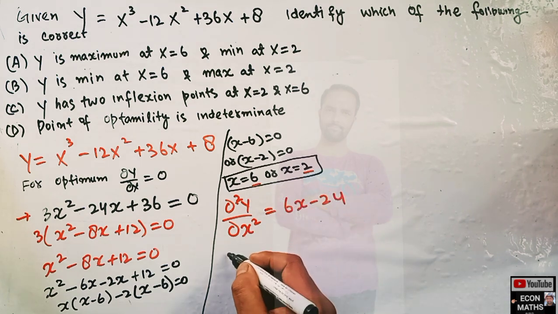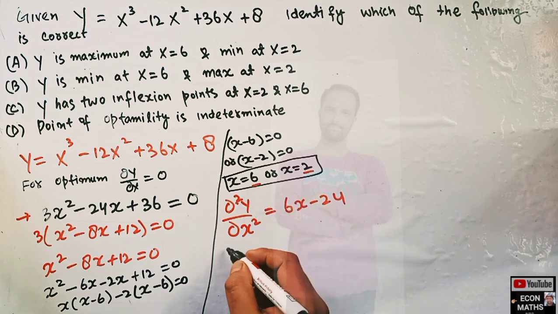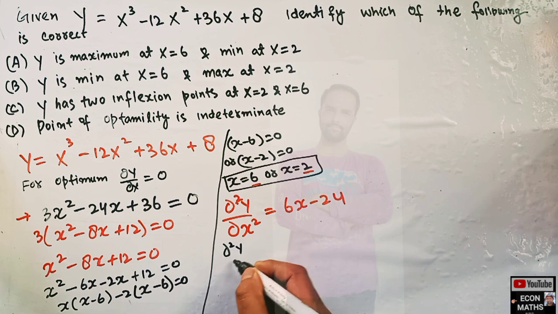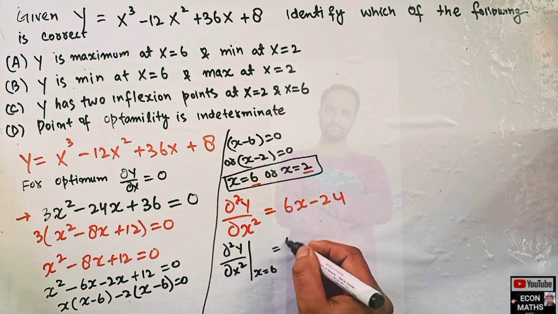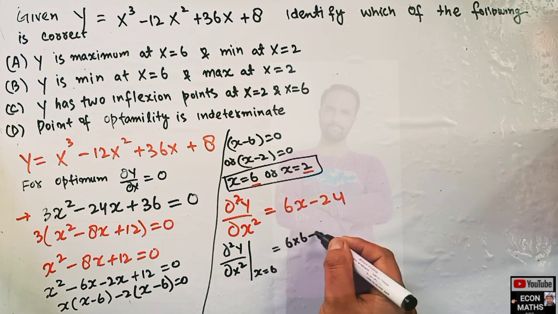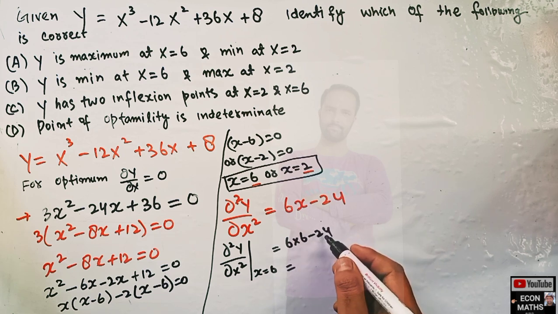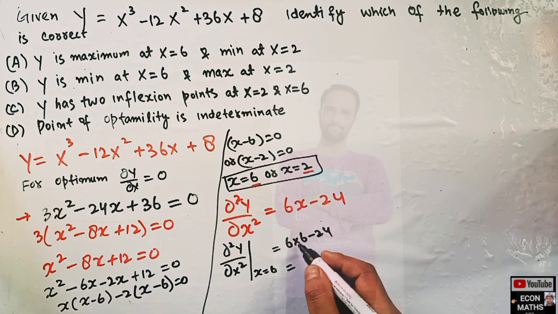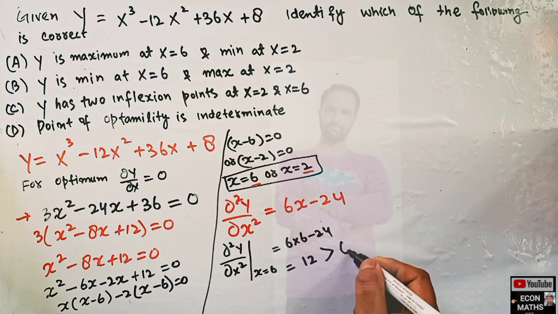So let us put first x is equal to 6. That means d square y upon dx square, evaluating first at x is equal to 6. So we have 6 into 6 minus 24, which comes out to be 36 minus 24. This is equal to 12, which is greater than 0. We got the second derivative greater than 0.